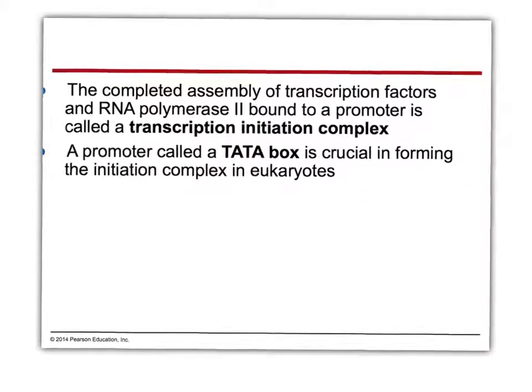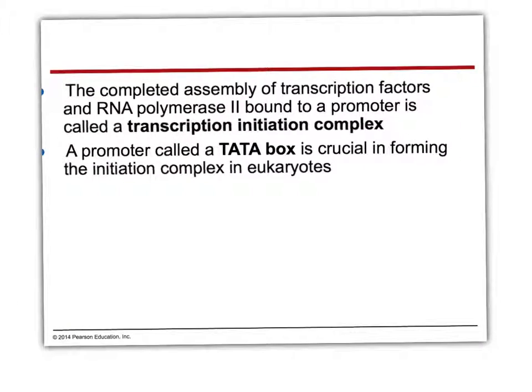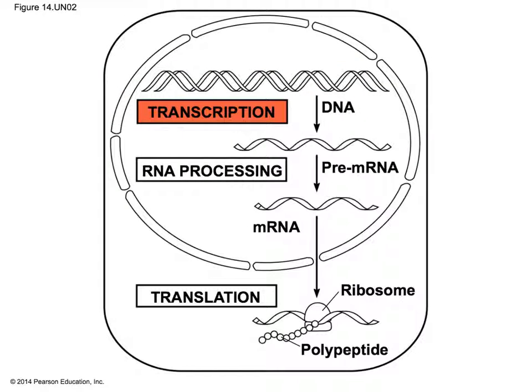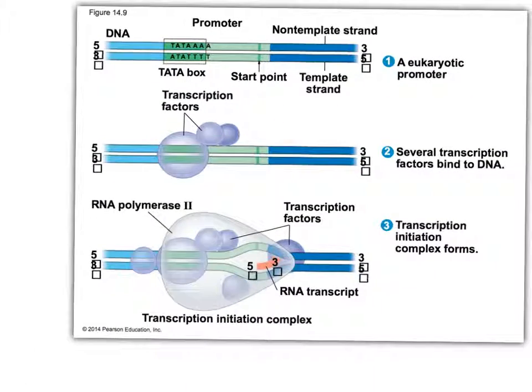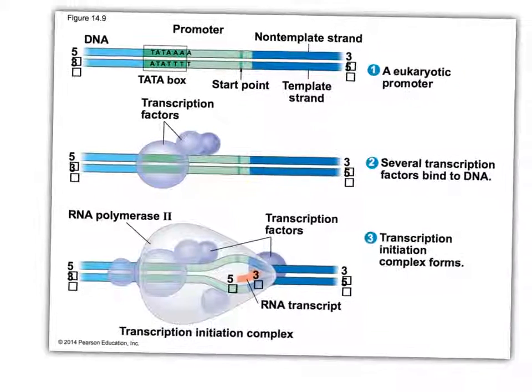Really what you end up with is a transcription initiation complex. A bunch of transcription factors, whatever they might be, ushering RNA polymerase to the right spot, finding the TATA box, and beginning at the right starting point. So the TATA box is crucial in forming the initiation complex. So that's your transcription. We're going to produce our pre-mRNA and then go on. There's your TATA box, transcription factors, and so on.